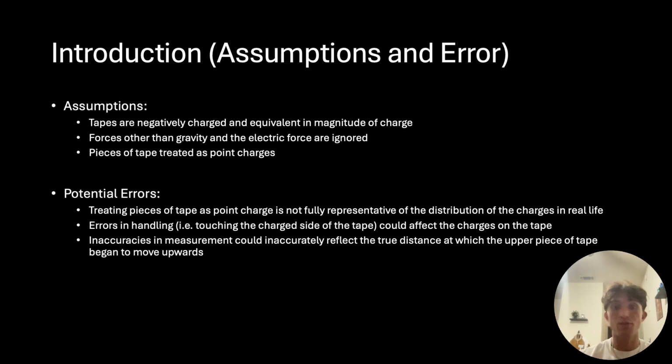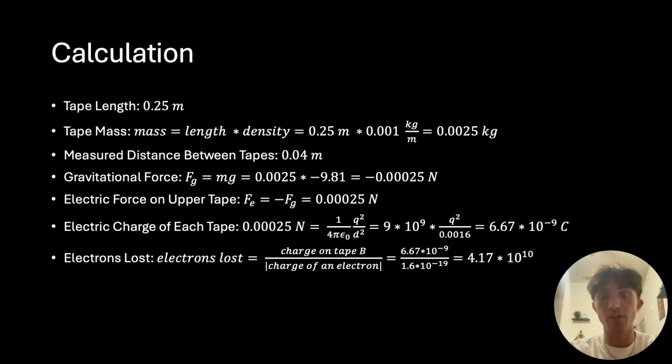which could affect the calculation of magnitude of charges. For our calculations, we started by calculating the force of gravity acting on the upper piece of tape. First, finding the length of the tape, then using that in combination with the density to find the mass, and then using the mass to calculate the gravitational force acting on the upper piece of tape. We then set this gravitational force equal to the electric force acting on the upper tape using the distance figure that we measured at 0.04 meters.